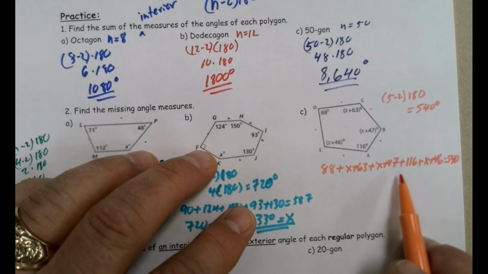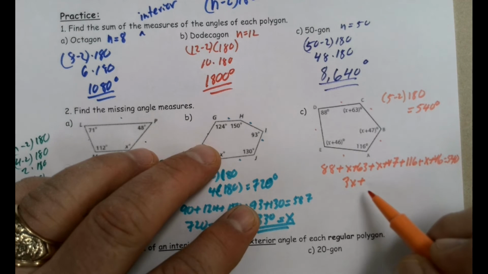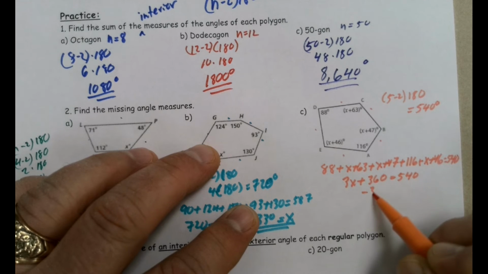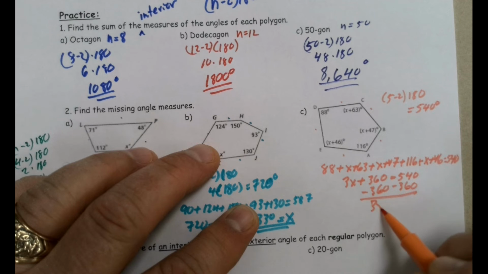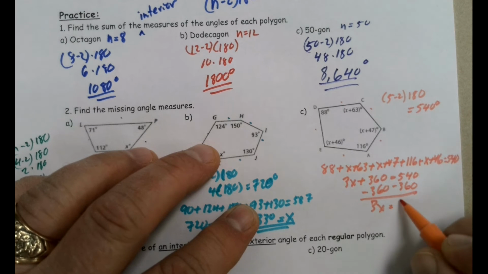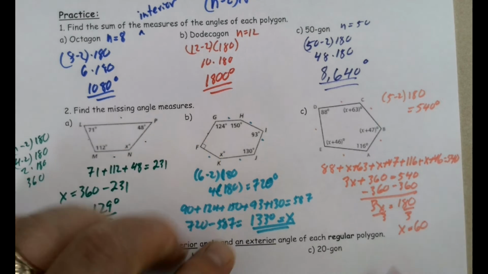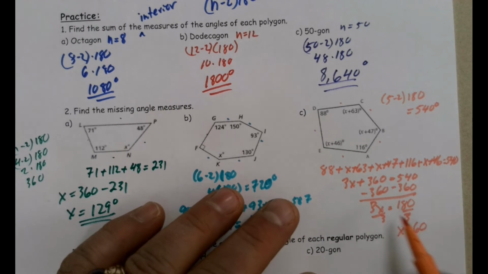I got 3 x's. The non-x terms add to 360. Subtract 360 from both sides. 3x equals 180. Divide by 3. X equals 60. Now, it said to find the missing angle measures. Okay? On the previous ones, the only thing that was missing was those x's. So now I need to take and plug 60 in here.